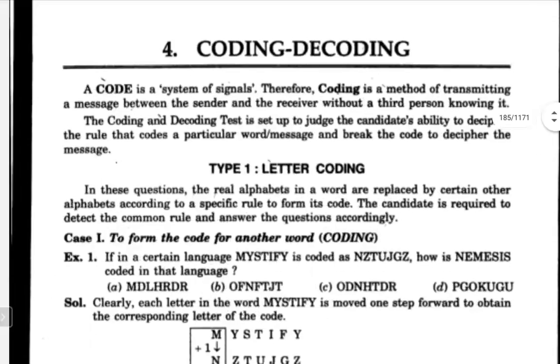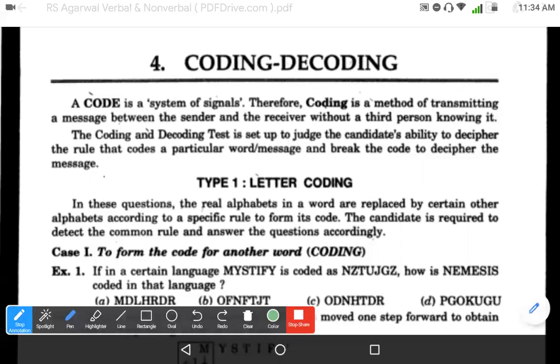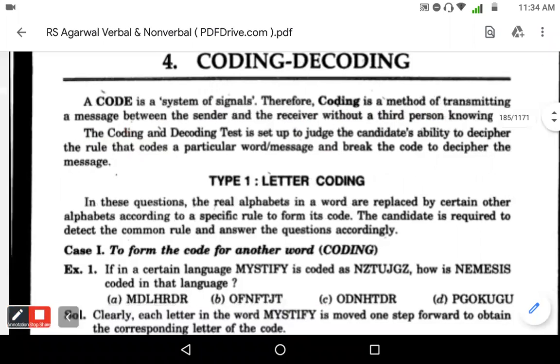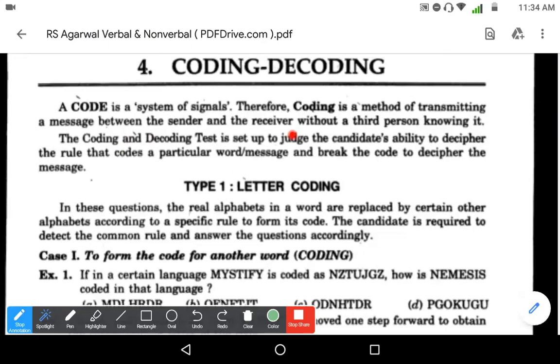Now, a code is a system of signals. Therefore, coding is a method of transmitting the message from the sender to the receiver. So coding is a system of signals. So in this, coding is a method of transmitting a message between the sender and the receiver. So here we are going to send the message from one person to another person using a different way, or you can say using codes that we will be understanding.